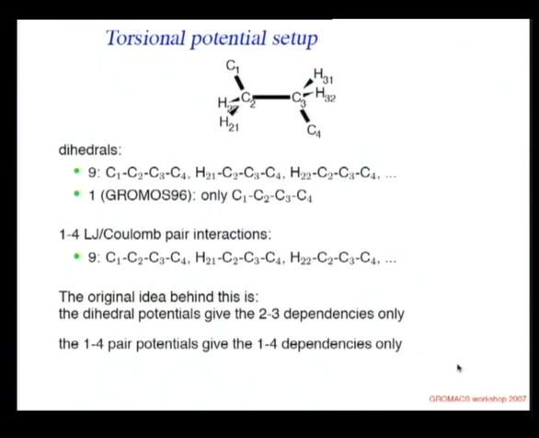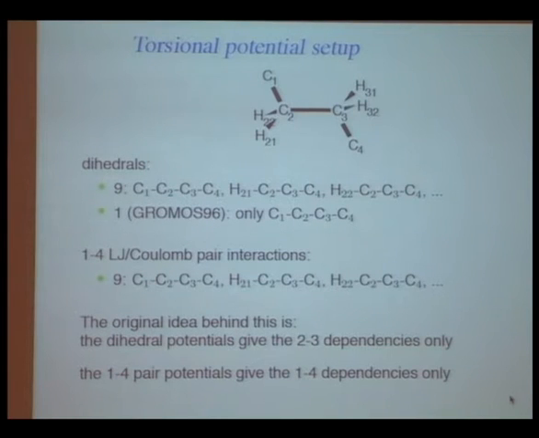So how does this look, how is this parameterized in the force field? So as far as dihedral terms go, these are these cosine terms for the angle, how they can go. So there's two different options. So many force fields have all possible dihedrals around here. So you can have C1, C2, C3, C4, but you can also have, like here, H21, C2, C3, C4, and so on. So you can have 9 dihedral terms in total. Or you can have just one. The Gromacs force field would only use the one along the heavy atoms. So that's one part of the torsional potential here.